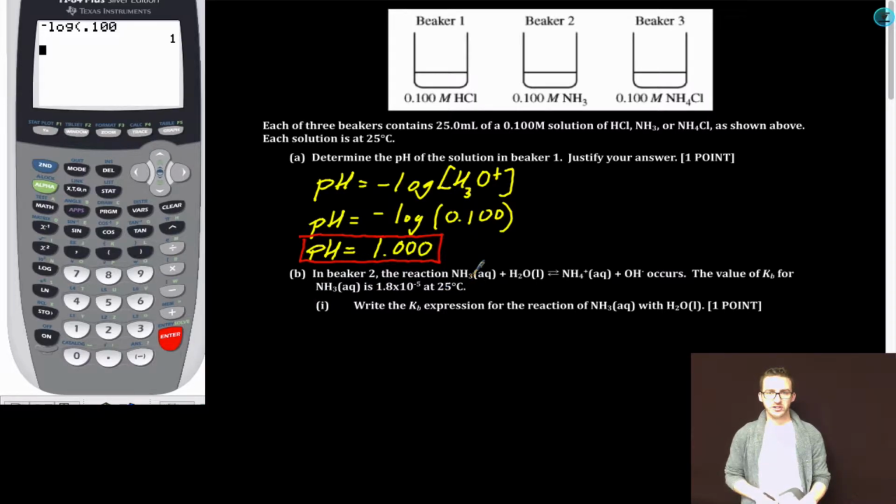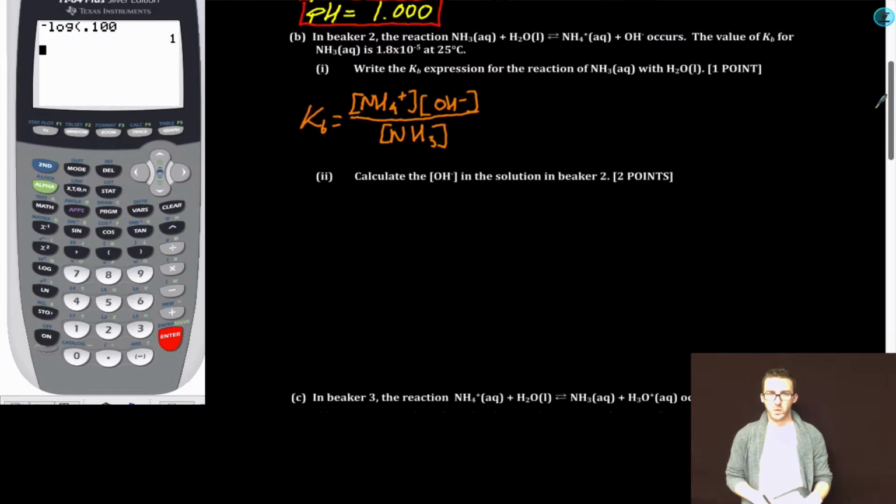Part B. In beaker 2, the reaction NH3 plus H2O is in equilibrium with ammonium ion and hydroxide ion occurs. The value of Kb for NH3 is 1.8 times 10 to the minus 5 at 25 degrees Celsius. Subpart I. Write the Kb expression for the reaction of NH3 with water. Easy. Kb equals concentration of ammonium ion times concentration hydroxide ion over concentration ammonia. Done. 1 point. Remember, we're not including water because we don't include pure liquids in our equilibrium constant expressions.